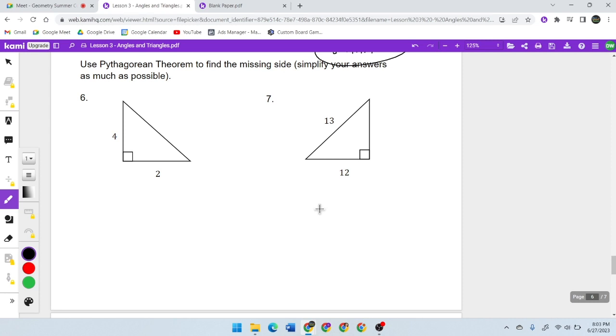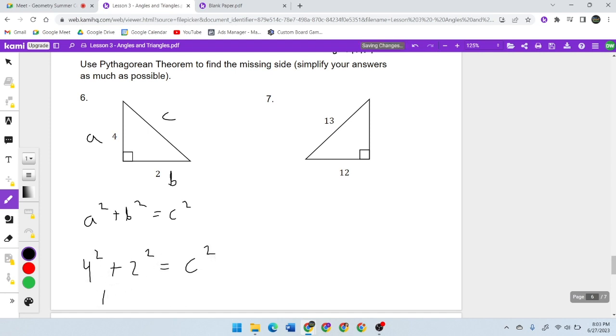So next is number 6. Use the Pythagorean theorem to find the missing side. Simplify your answers as much as possible. So for this one, we have triangle number 6. We have 4, 2, and the missing side, which I will call c. If you remember, the Pythagorean theorem says a squared plus b squared equals c squared. It doesn't matter what I call a and b. They can be switched. Let's say 4 is a, 2 is b, and we're solving for c. So 4 squared plus 2 squared equals c squared.